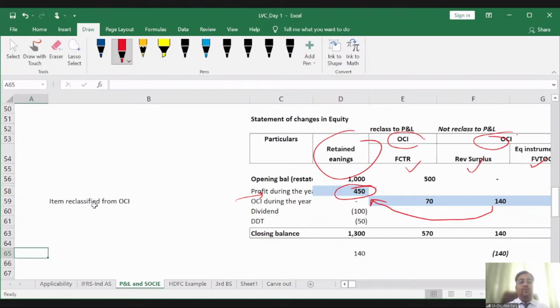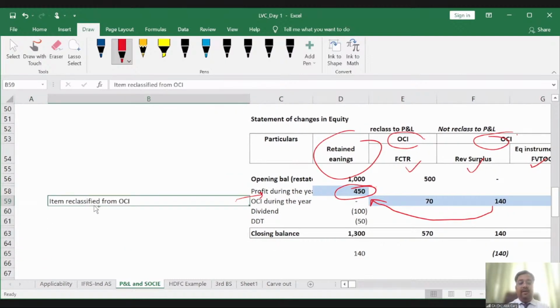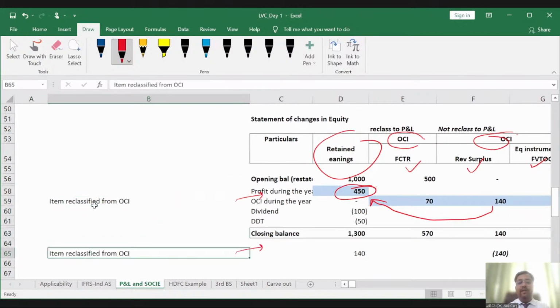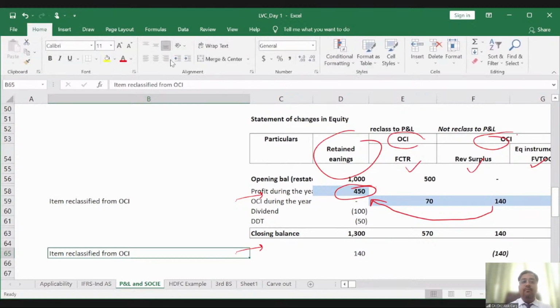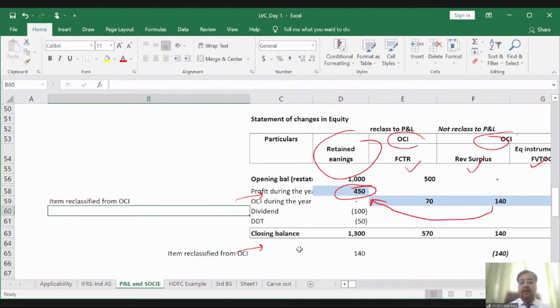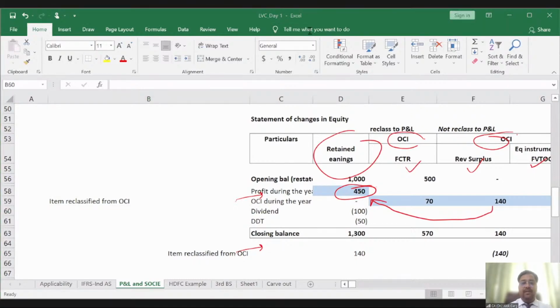So that the user will be able to understand that the retained earning has been increased not by way of profit, but by way of moving it from OCI as well. I hope, Manini, it is clear to you. Yeah, is it clear?